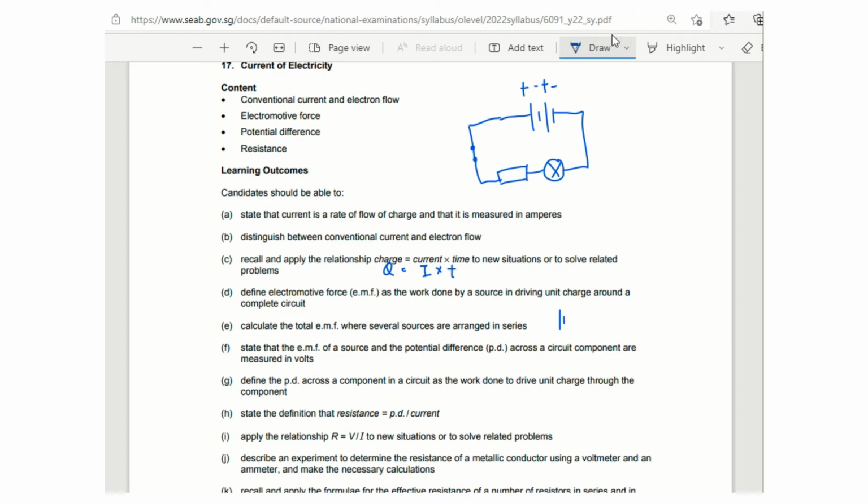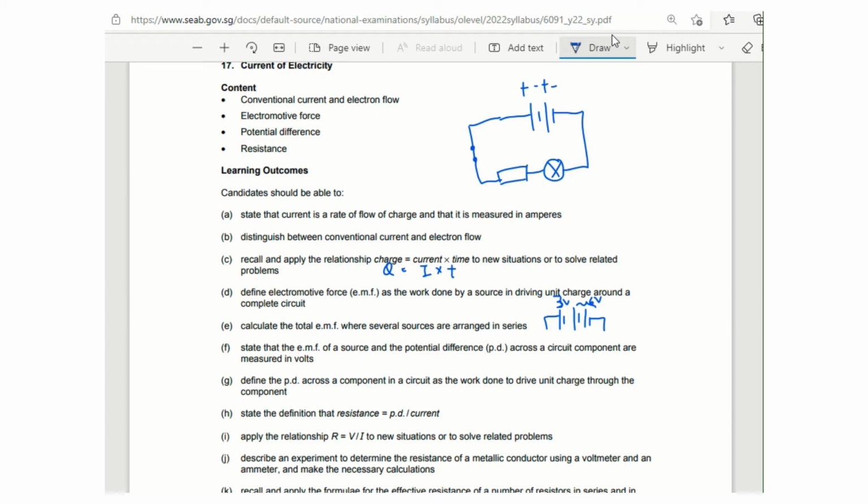For example, if I have a 3 volts battery and a 6 volts battery, and I connect them in series, the total e.m.f here will be 3 plus 6, which is 9 volts. So in short, if you have several sources arranged in series, to find the total e.m.f, you basically add them up.